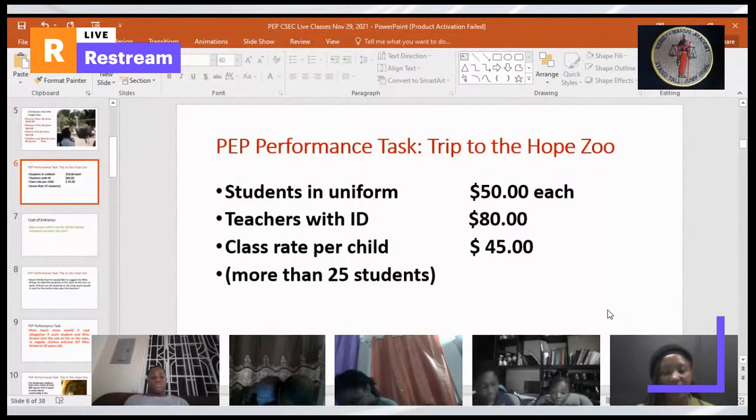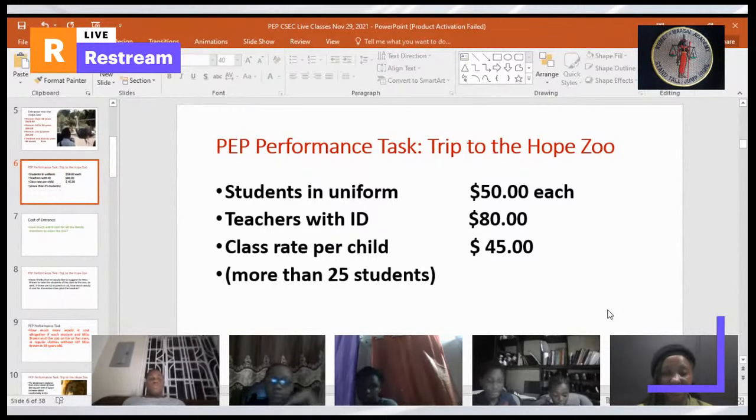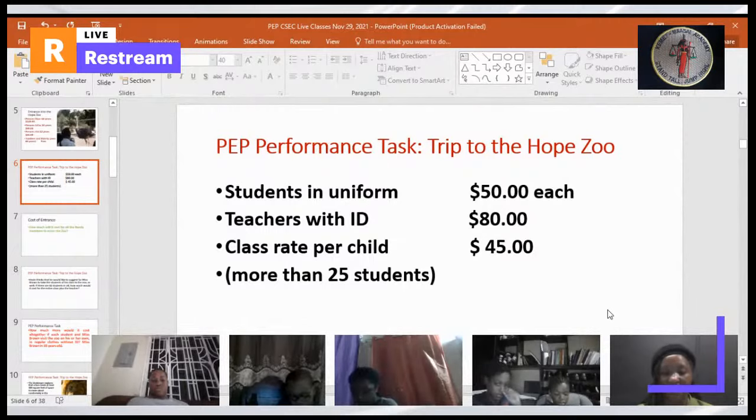Students in uniform, $50 each. Teachers with ID, $80 each. And the class rate, once it's more than 25 students, each child pays $45 once they're in their uniform. In Dennis' class, there are 32 students. And Miss Brown would be their teacher.